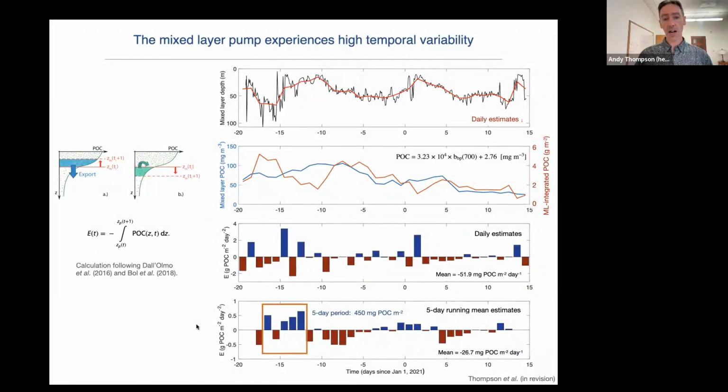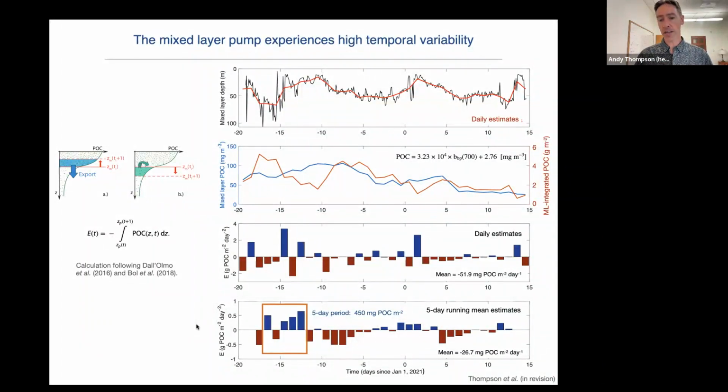What you see is there are periods of coherent export. When you have positive values of blue, that's mixed layer shoaling, and you have export. Over one 5-day period early in the time period, we had a mean rate of about 450 milligrams of POC per meter squared. But then that's compensated by the subsequent mixed layer deepening.